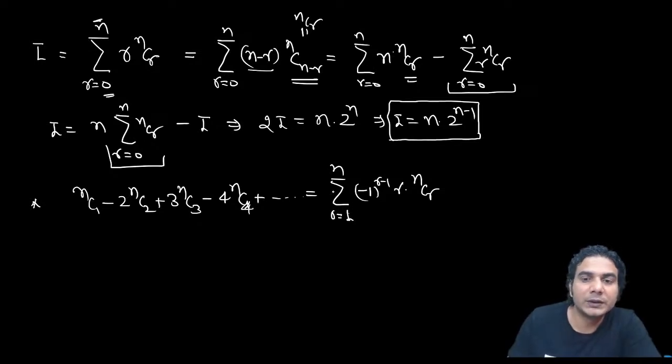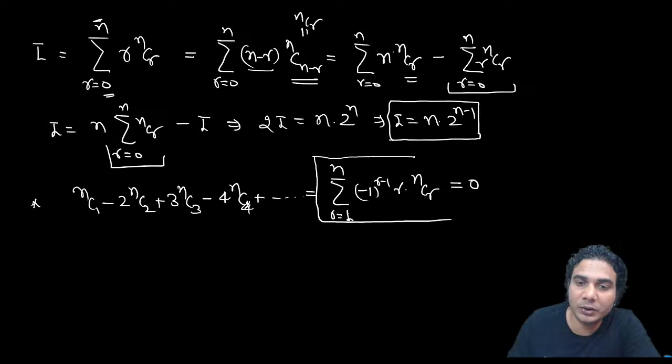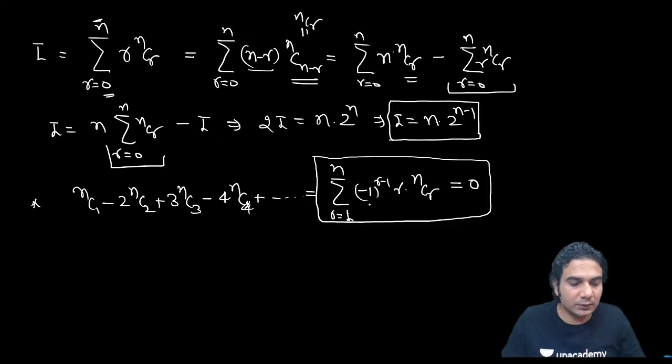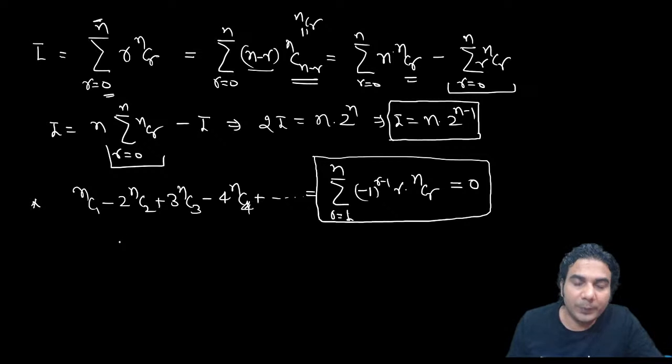So what is the answer? I'm writing the answer first. Answer is 0. So this is also 0. Even in the third series, if you put alternate plus minus sign, then the result is going to be 0. I'll prove it fast, and then it is going to be minus 1 raised to r minus 1, r nCr.